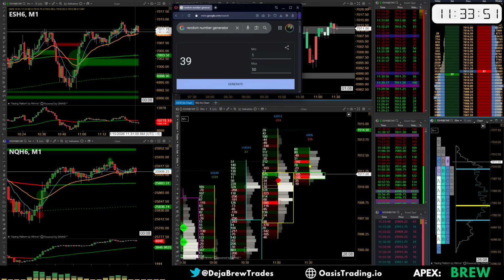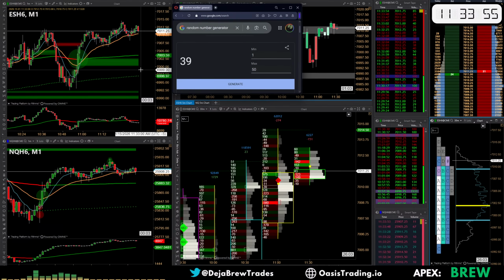Putting in a lower high here on that 1 minute. Keep an eye on those 5-minute lows.